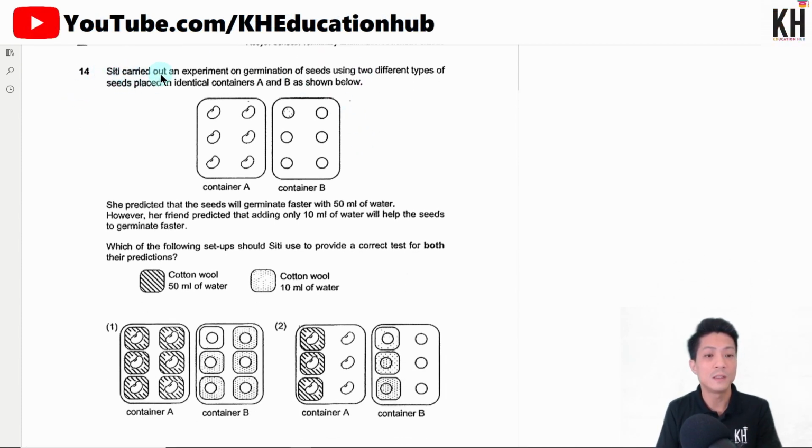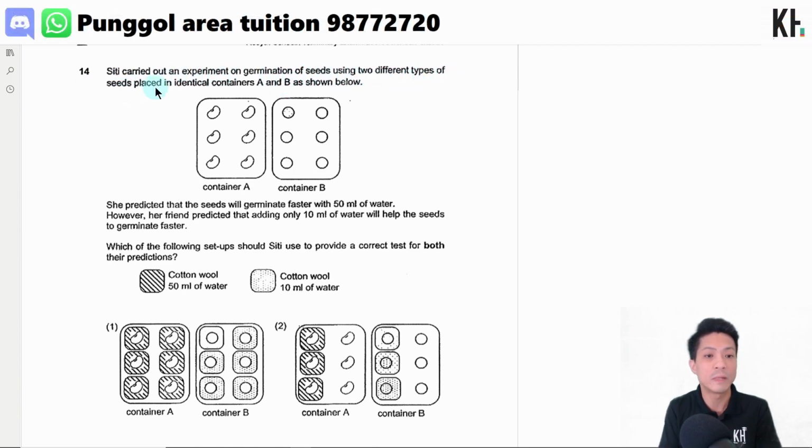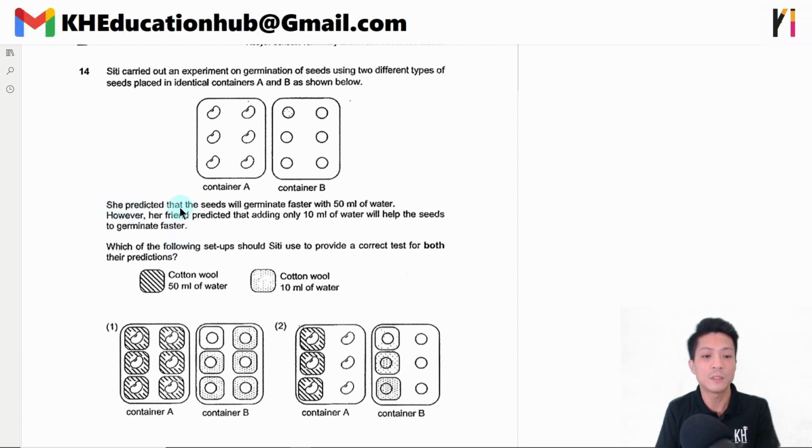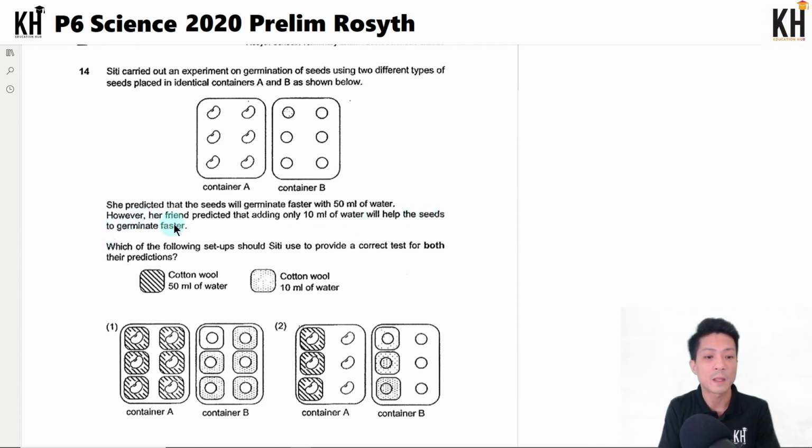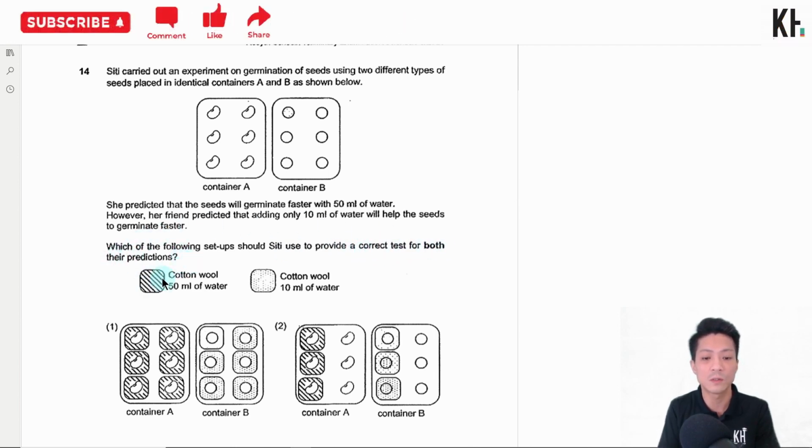Question 14. CT carried out an experiment on germination of seeds using 2 types of seeds placed in identical containers A and B, as shown below. She predicted that the seeds will germinate faster with 50 ml of water. However, her friend predicted that adding only 10 ml of water will help the seeds to germinate faster. Which of the following setups should CT use to provide a correct test for both their predictions? So this is cotton wool with 50 ml and this is the cotton wool with 10 ml.